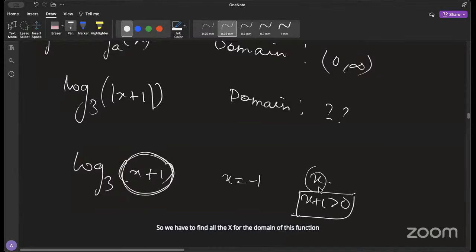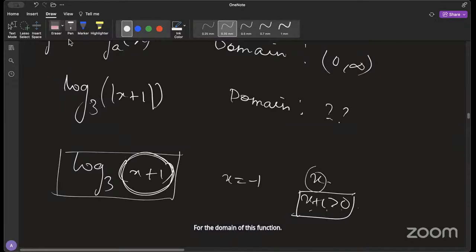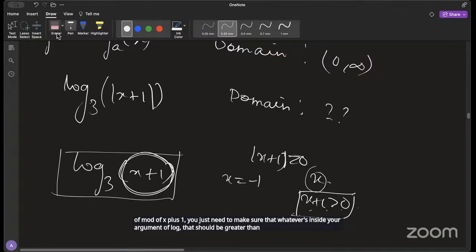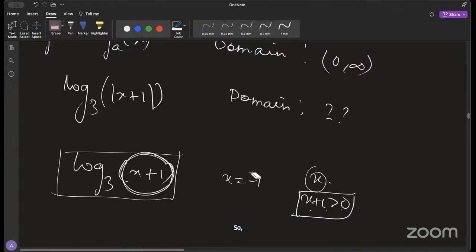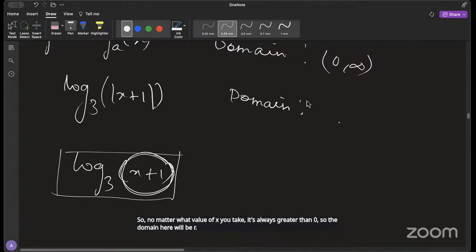We have to find all the x such that x plus 1 is greater than 0 for the domain of this function. But if you have log of mod of x plus 1, you just need to make sure that whatever's inside your argument of log should be greater than 0, and mod is always greater than 0. So no matter what value of x you take, it's always greater than 0. So the domain here will be R.